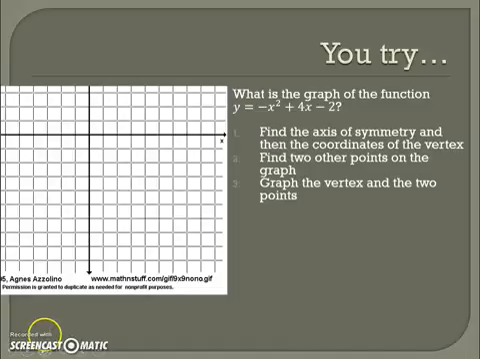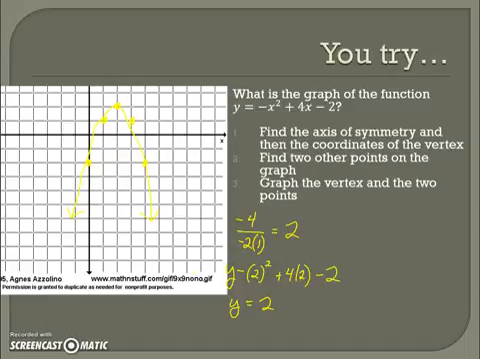So here's one for you to try. Go ahead and pause. The answer will be up in 3, 2, 1. All right, so here's what I got. I found my axis of symmetry and then used that to find my vertex. So my vertex was 2, 2.